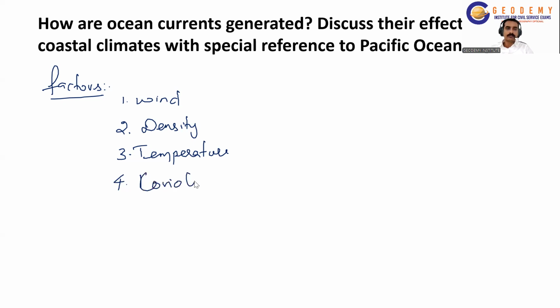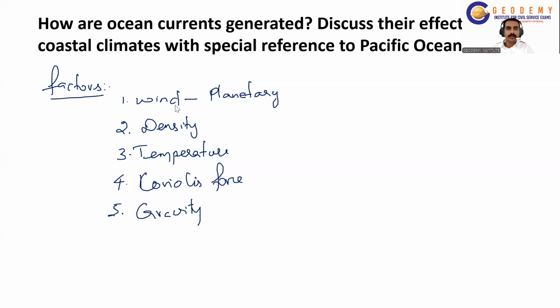Coriolis force, and then gravity. Okay. Here wind is planetary winds, that is the trade winds, westerlies and easterlies. So these factors generate the currents. To answer this question, initially we can give a small introduction that ocean currents are the movement of surface and subsurface water in the ocean. So these currents are generated due to these factors. So this can be explained.